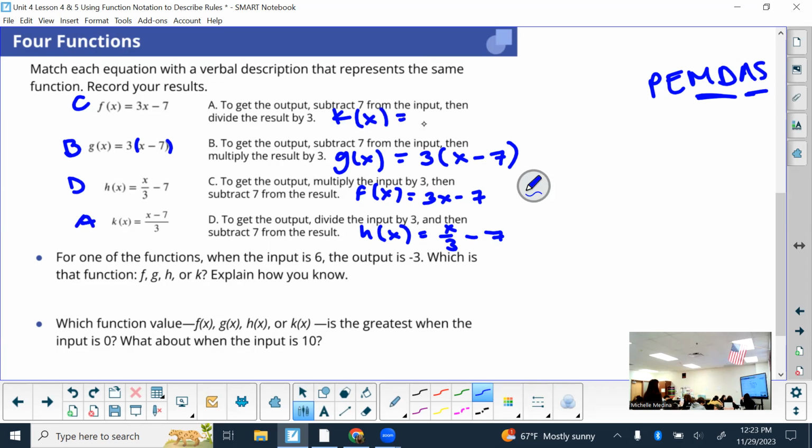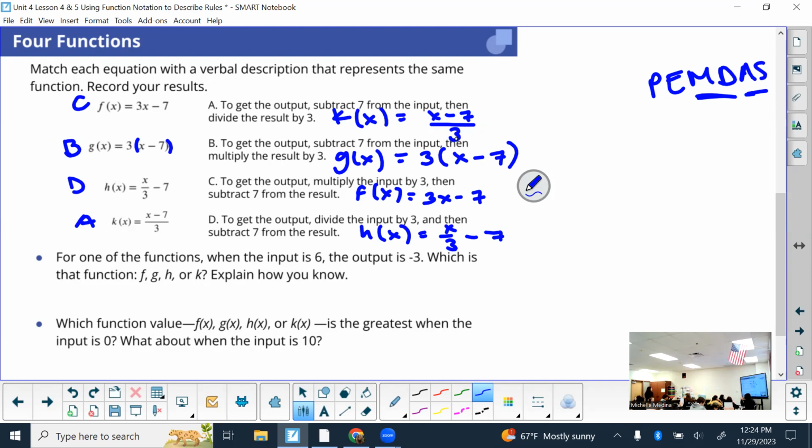And that one says to get the output, subtract 7 from the input, so from the x, then divide by 3. And this one is a common one that people know that the fraction mark needs to divide, so they think they need to divide by 3 first. But truly, you need to work out the entire numerator and denominator before you then divide. So good practice on that.